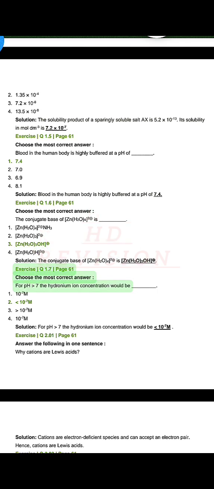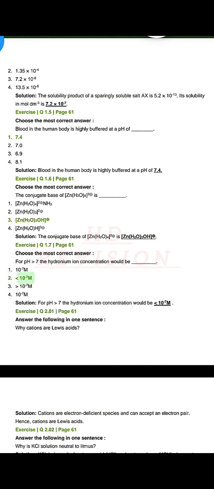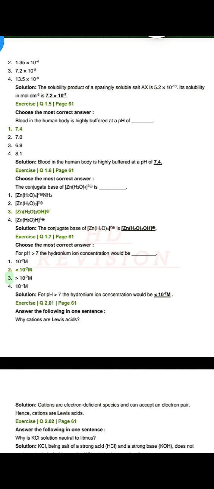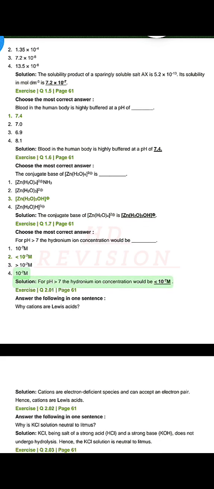Exercise Q1.7 page 61. Choose the most correct answer. For pH greater than 7, the hydronium ion concentration would be: 1. 10 to the power minus 7 M. 2. Less than 10 to the power minus 7 M. 3. Greater than 10 to the power minus 7 M. 4. 10 to the power minus 7 M. Solution. For pH greater than 7, the hydronium ion concentration would be less than 10 to the power minus 7 M.